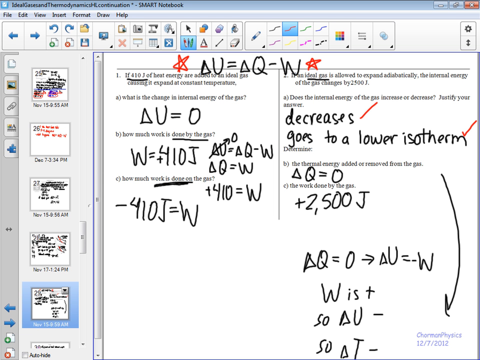So to determine the thermal energy added or removed from the gas here, we need to be thinking about the type of process that this is, and we're told it's adiabatic. Since it's adiabatic, that means that there's no thermal energy being added or removed, so delta Q is equal to 0. So the work is equal to the change in internal energy, and that's going to be a positive 2,500 joules. So that is that example right there. That is an adiabatic process.